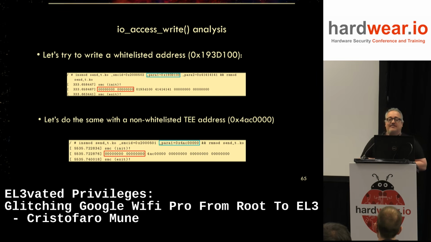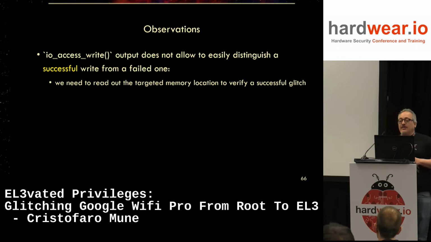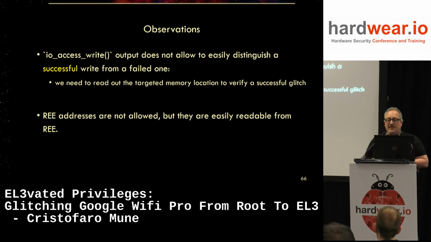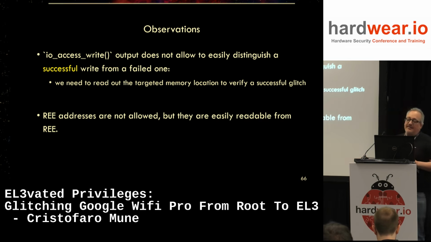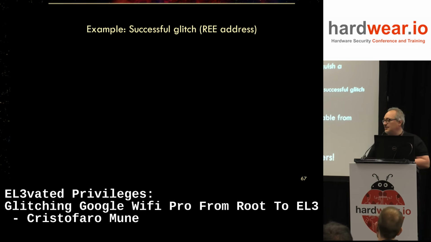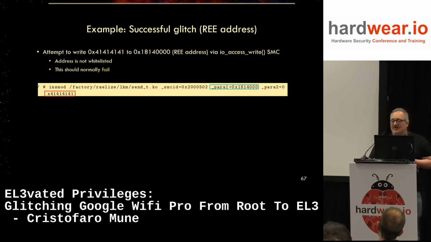Same story for the write analysis. Unfortunately, the two cases, whether we are able to write to a whitelisted address or a non-whitelisted address, we cannot easily distinguish. So the only thing that we can do is write to some location that we can read after. So RE memory is not allowed by this call, right? So this means that we can glitch a write to a RE memory and read it from RE. Basically, this allows us to tune our parameters, and we found out that we are successful.